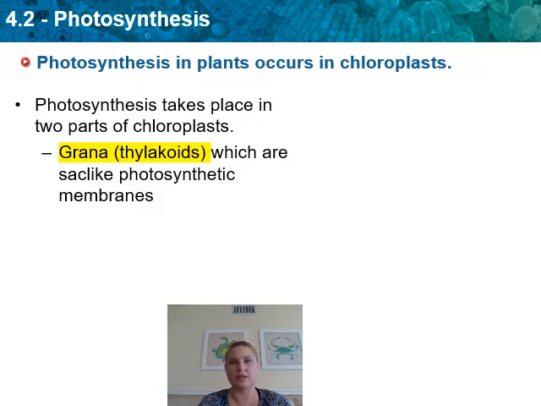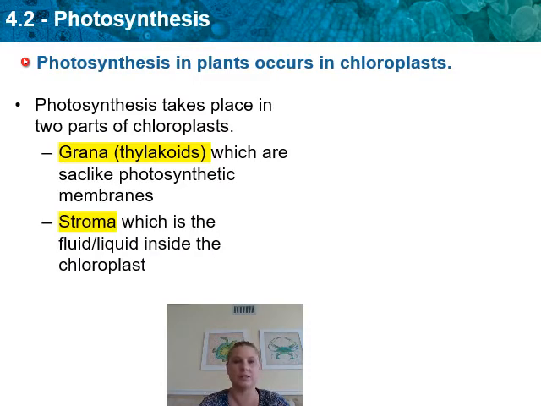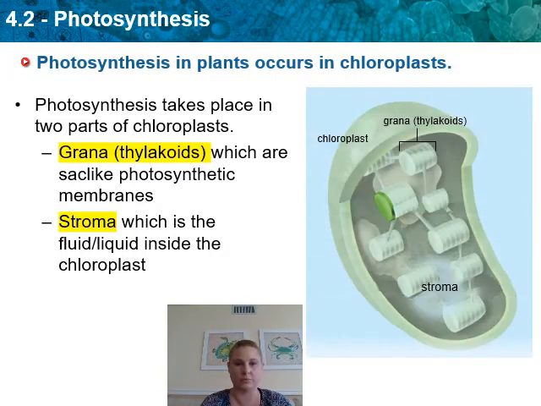And photosynthesis takes place in 2 parts. In these things called grana or thylakoids, which are sac-like photosynthetic membranes, and this other part called the stroma, which is the liquid or the fluid inside the chloroplast. So there's our chloroplast. The grana, they look like little stacked, like little baby pancakes, I guess. And then again, the stroma is the liquid. So we have 2 parts of the chloroplast that photosynthesis actually takes place in.